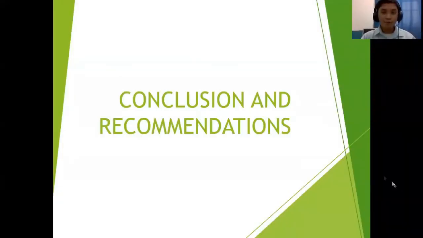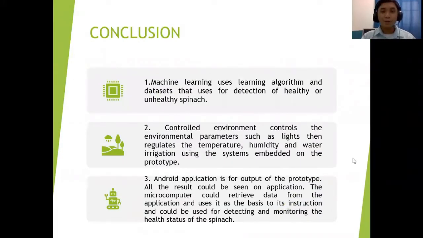For the conclusions and recommendations. Conclusion. Number one, machine learning uses a learning algorithm and datasets for detection of healthy and unhealthy spinach. Number two is the controlled environment. It controls the environmental parameters such as the lights, and regulates the temperature, humidity, and water irrigation using the system embedded on the prototype. Then third, the application is used for the output of the prototype.